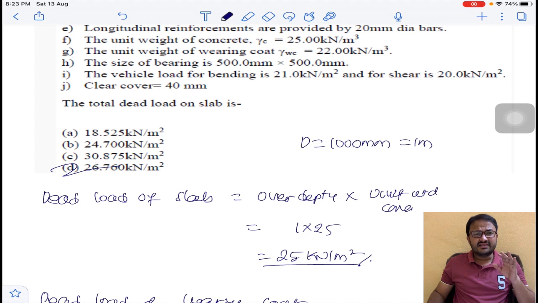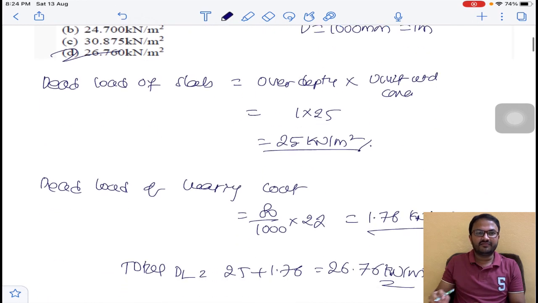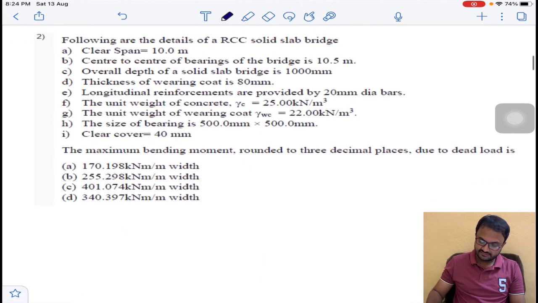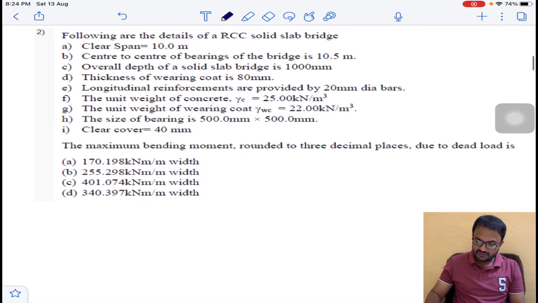Okay, so these are all lengthy problems. He has given much information in the problems. Don't be afraid by staring at the problem. Very simple solutions. Now for question number 2, he has given the same data. He just changed the overall depth. Sometimes he has given overall depth as 1000 or 900 and clear cover 50 or 40. But whatever he asked, we just take that.